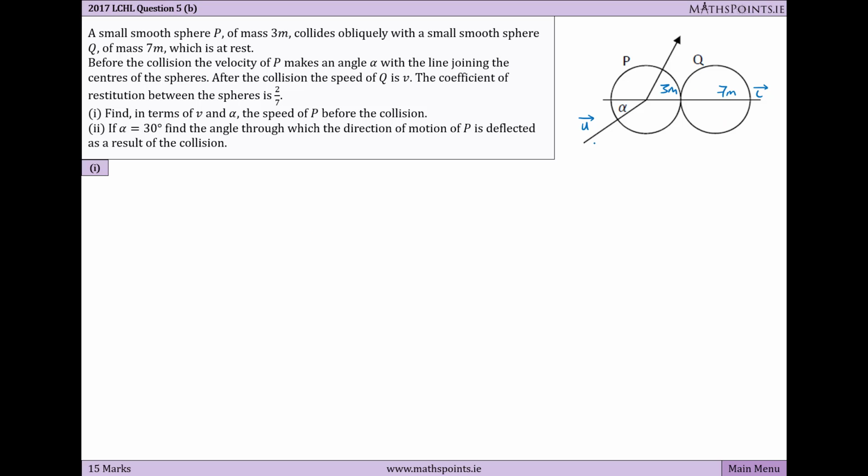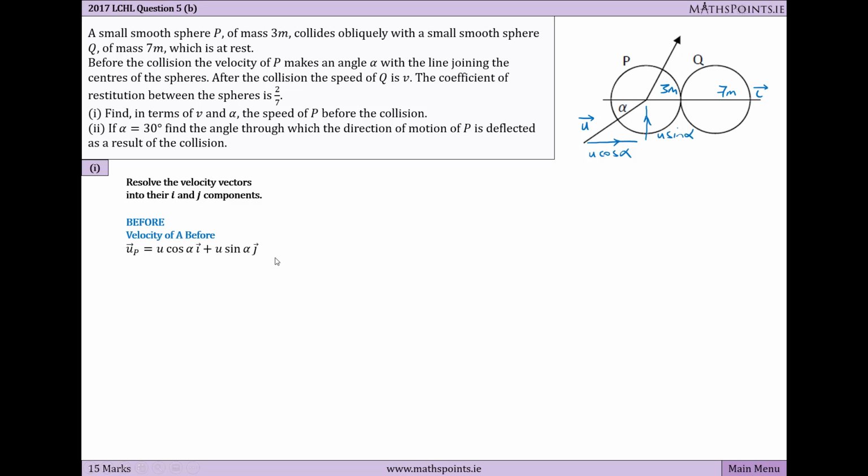So the first thing we should do is resolve the velocity vector u into its i and j components. So the i component is u cos alpha i, and the j component is u sin alpha j. And we'll just write down the velocity of P beforehand. So u of P is equal to u cos alpha i plus u sin alpha j.